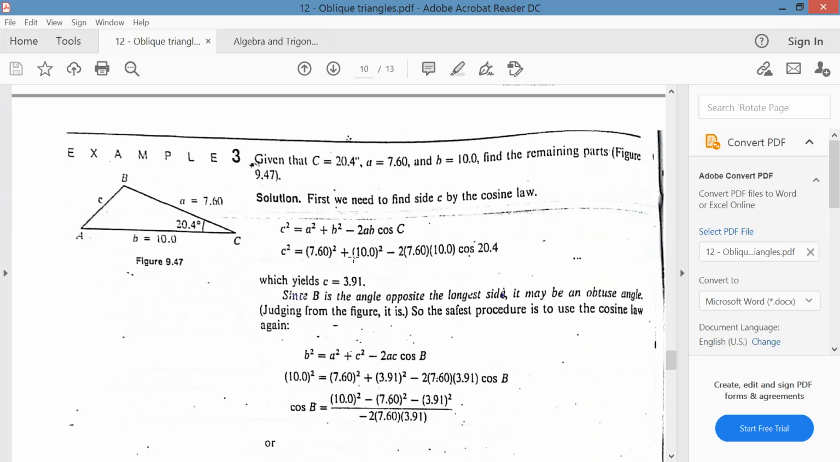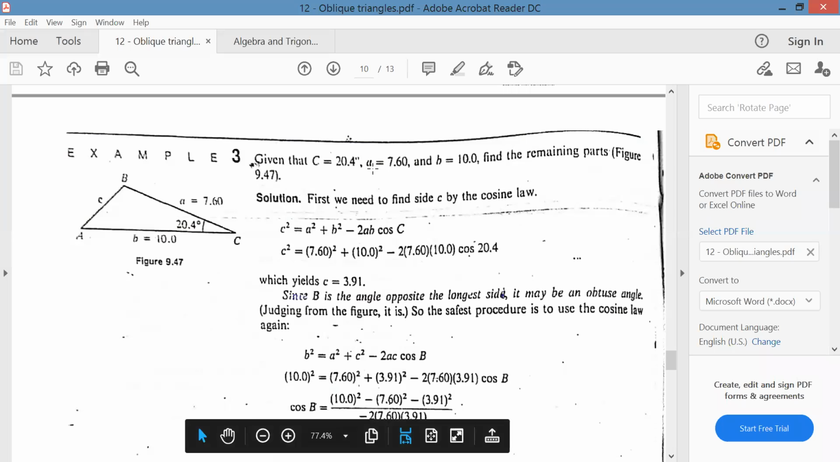Insert all the known values. B is known to you, that is 10 square. Value of A is 7.6, take its square. C you have just right now calculated, 3.91, take its square. Minus twice the product of A and C, and then cosine of the angle B, because this is unknown to you, let it be as it is. Cos B as it is.